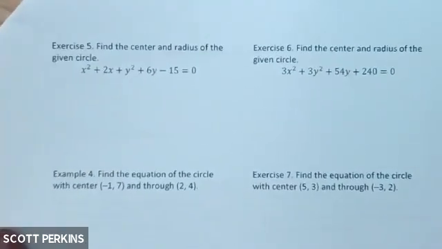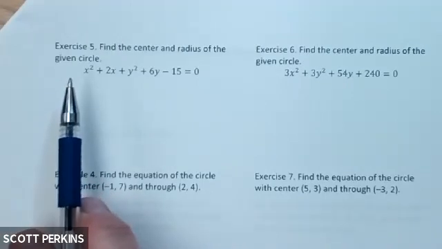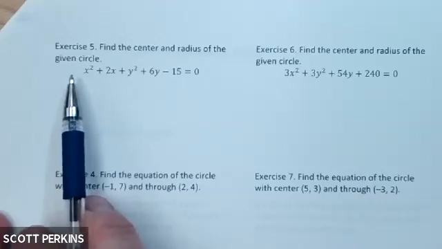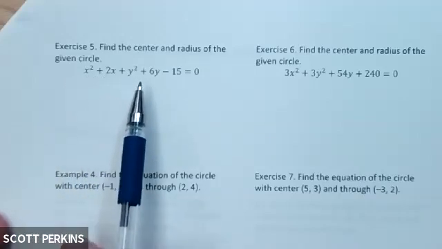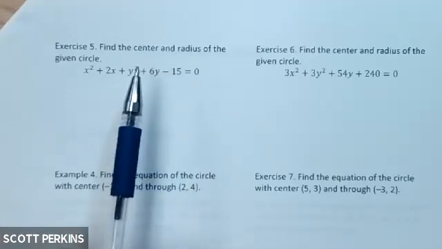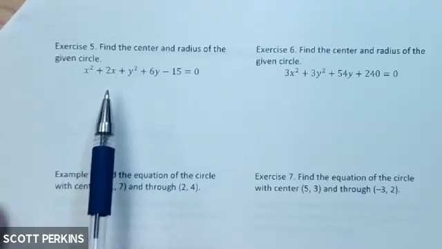So where we left off last time is we did problems like exercise 5. And so this one you can do, and I'm going to give you 2 minutes to do it. This equation is given to us in standard form. And so what you are going to do for me is you're going to complete the square, and you're going to determine what the center and the radius are.